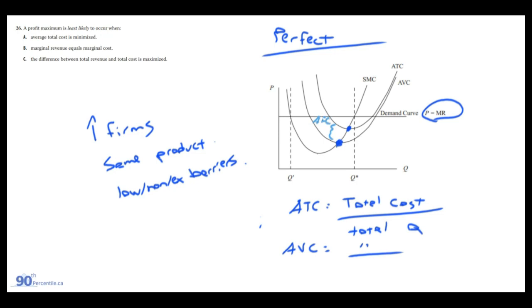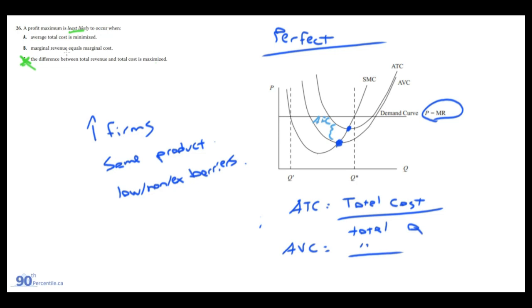So now going back to the question, a profit maximum is least likely to occur when, start from the bottom, the difference between total revenue and total cost is maximized. So that is the definition of a profit maximum, so that's not the answer.